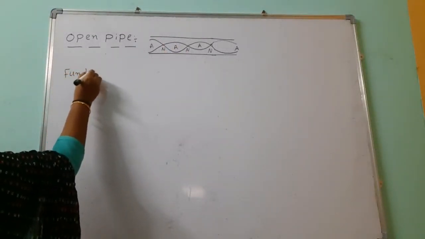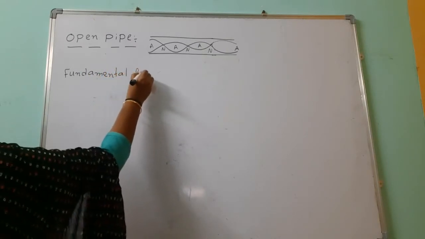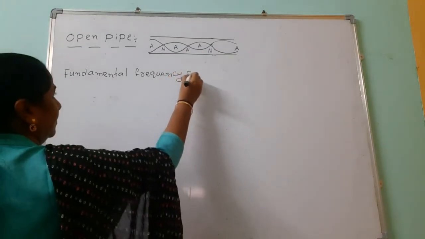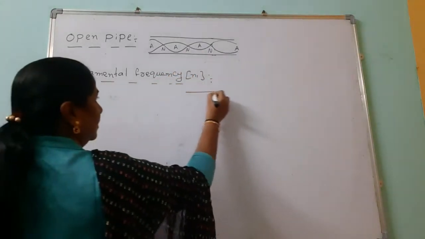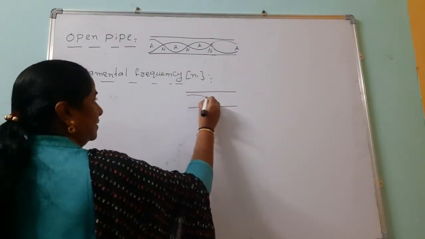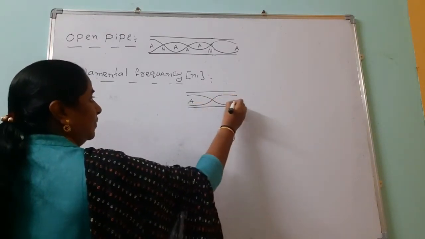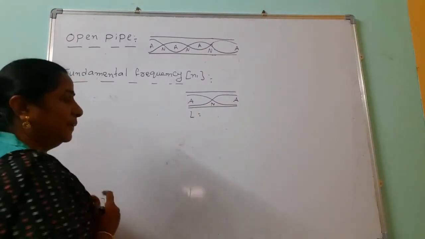Fundamental frequency. I am representing the fundamental frequency with N1. Look, we are taking an open pipe. It has two antinodes and one node. The length of the pipe we should calculate.